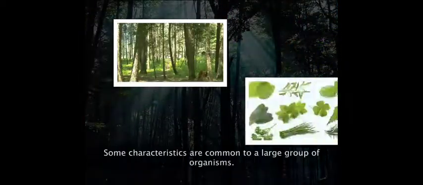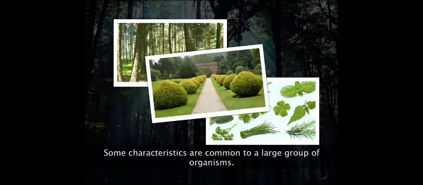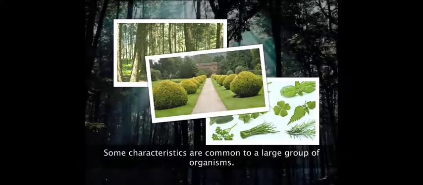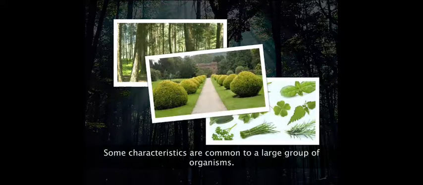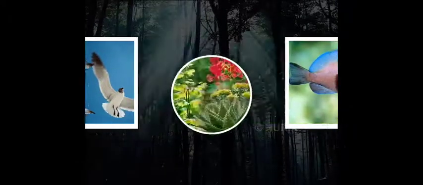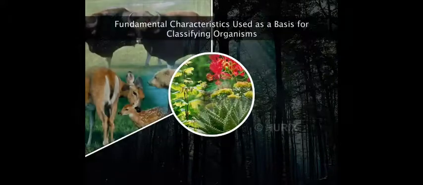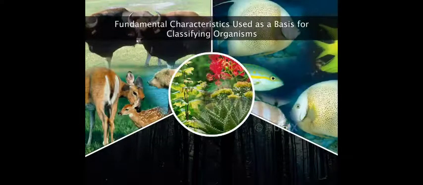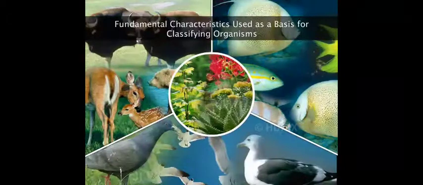Some characteristics are common to a large group of organisms. For example, all green plants carry out photosynthesis. Some characteristics belong to a smaller group of organisms. Birds are covered with feathers, or fish use fins to swim. Let us look at some of the fundamental characteristics that are used to classify organisms at various levels.